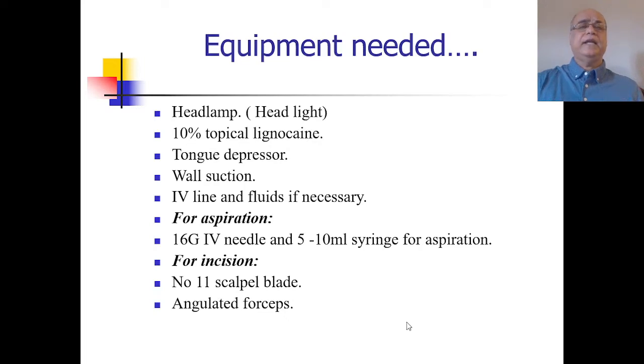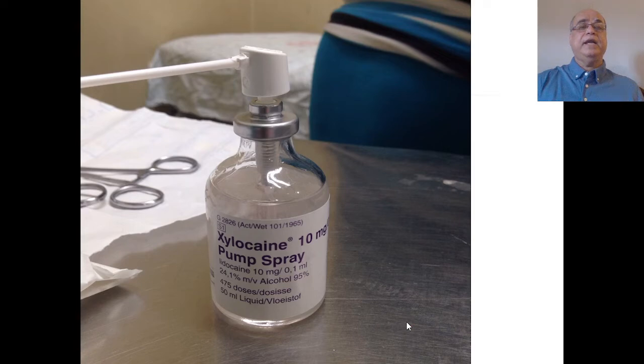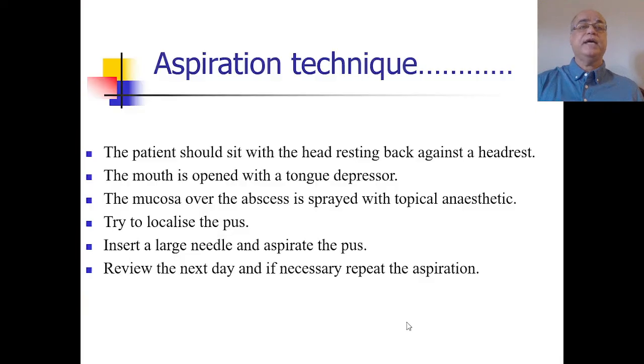So we need a head light, 10% topical lignocaine in spray form, tongue depressor, then a suction machine should be there, IV line and fluids if necessary, and for aspiration a 16 gauge IV needle and 5 or 10 ml syringe can be used, and for incision we need a number 11 scalpel blade and angulated forceps. So this is 10% xylocaine spray, commercially available, we can use it as a spray.